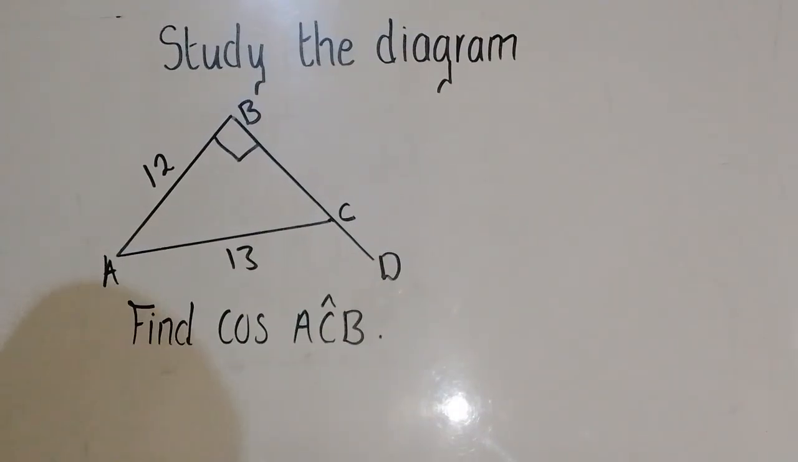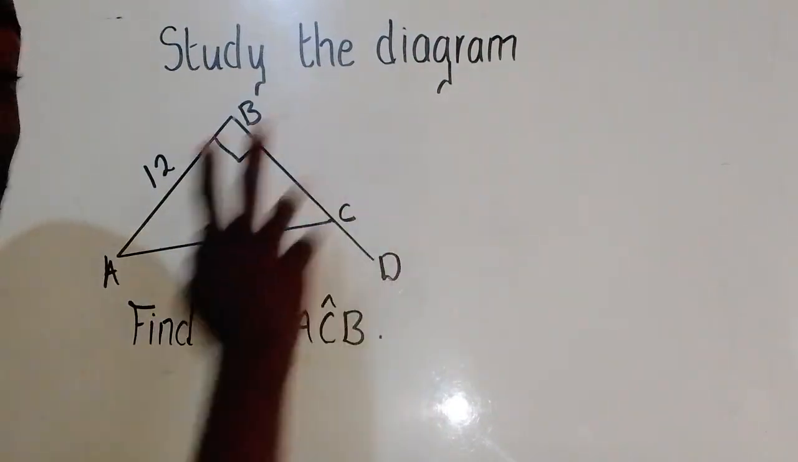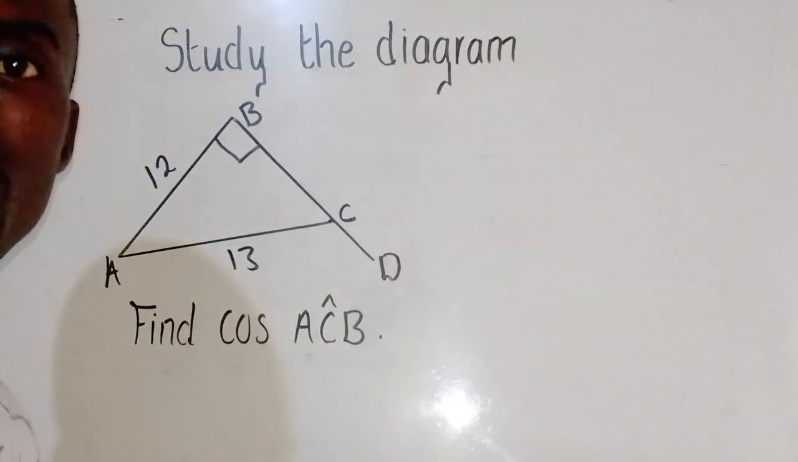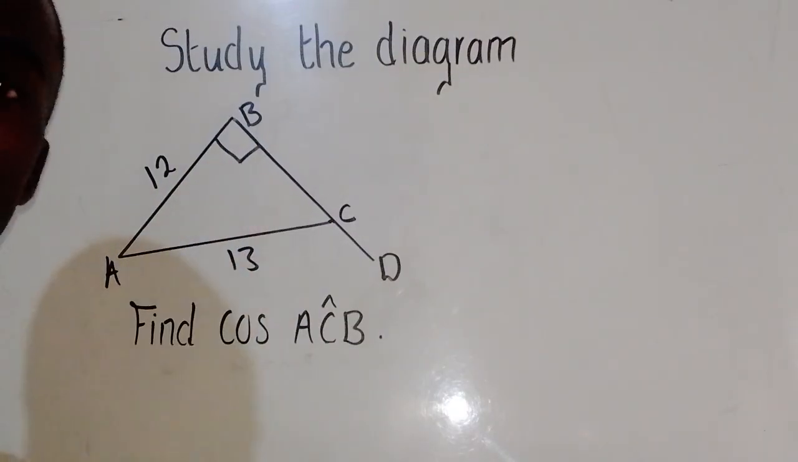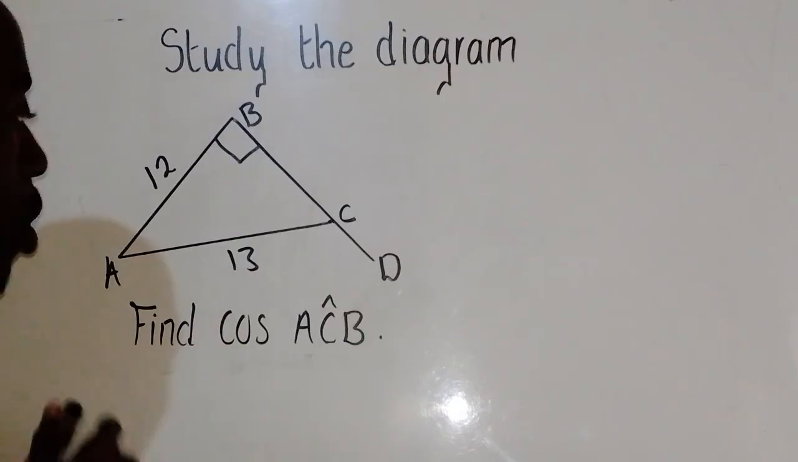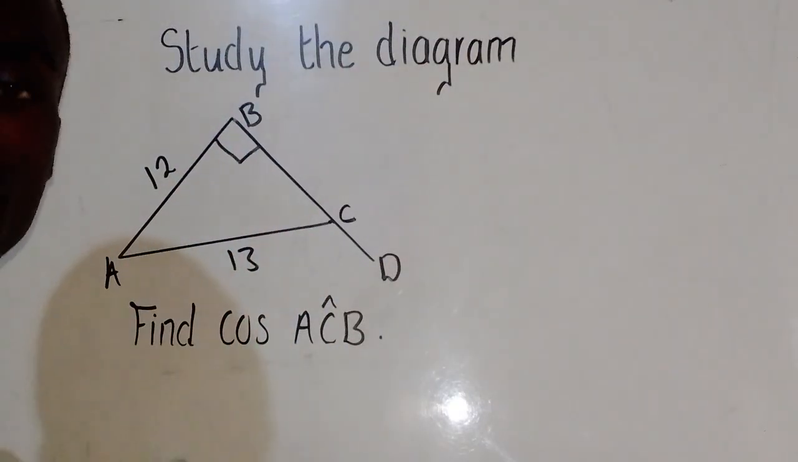Okay, so we have a mathematics question that says study the diagram. This diagram here is a right angled triangle. Why so? Because of this symbol you are seeing here. In a right angled triangle, the sum, meaning the addition of this angle and this one, is supposed to give me 90. That's the actual meaning.